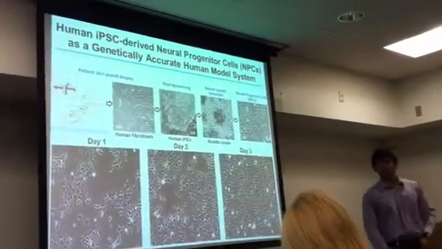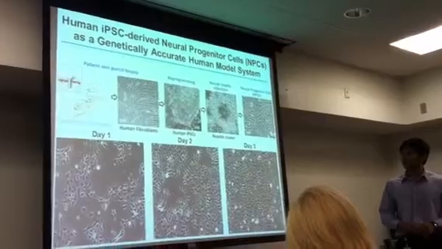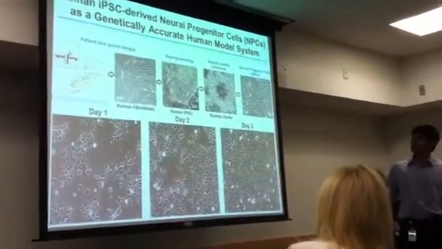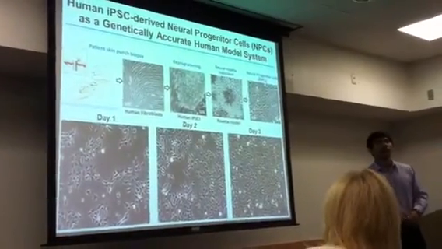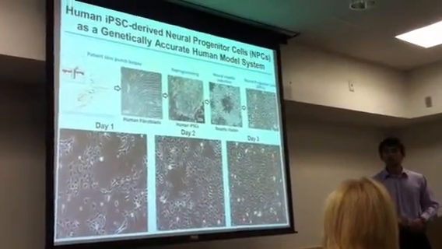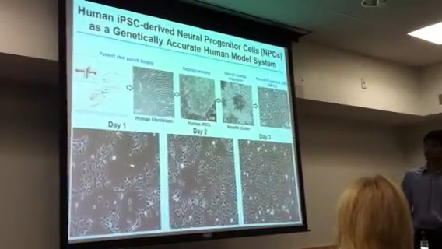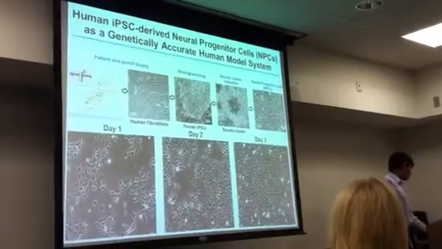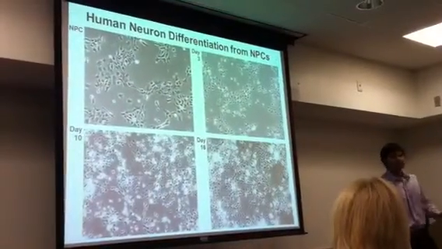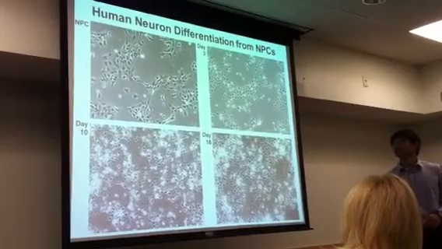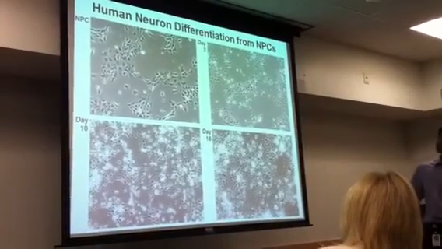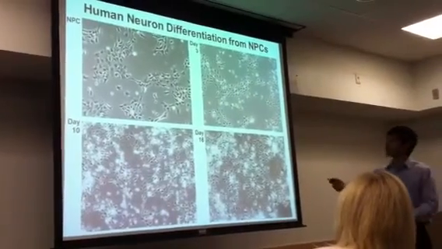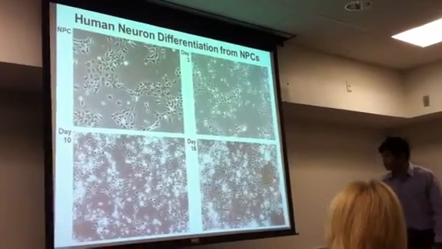The first thing I learned to do was culture and passage NPCs, and here are a few images. They had to be passaged about twice a week, so I would culture them Monday, and this would be Tuesday, Wednesday, Thursday, and I just passage them and do that every week. After learning how to culture and passage NPCs, I then differentiated them, and here you can see as they differentiate through time, they become more and more sophisticated in their processes.